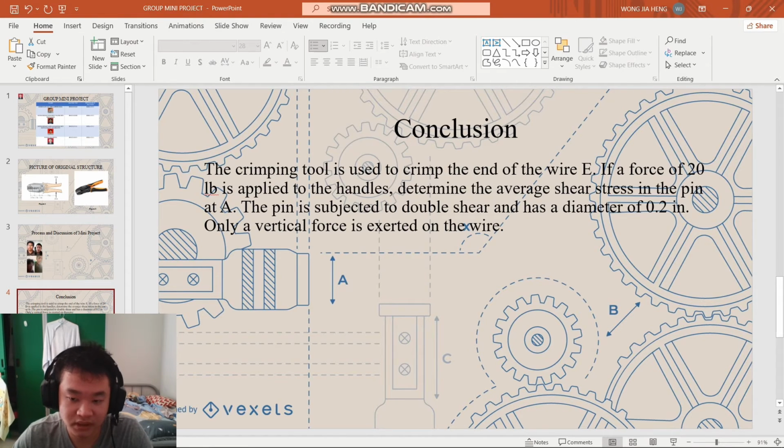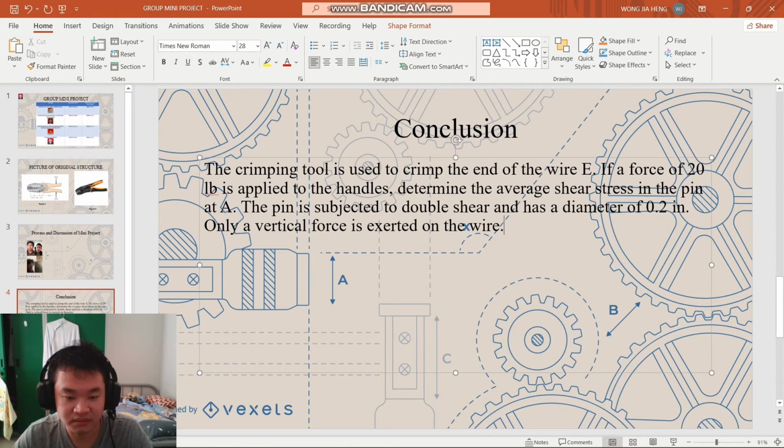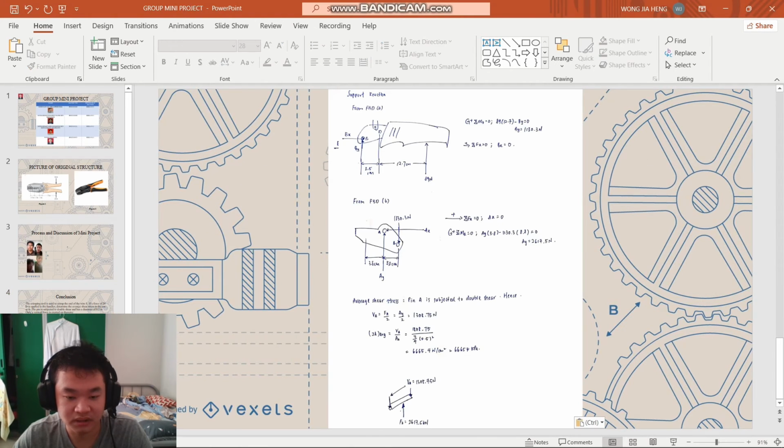After a few meetings held by our group, the conclusion we chose is: the crimping tool is used to crimp the end of the wire E with a force of 20 lb applied to the handles. Determine the average shear stress in the pin at A. The pin is subjected to double shear and has a diameter of 0.2 inch. Only a vertical force is exerted on the wire. That is all we have for our conclusion calculation, and here is the calculation.